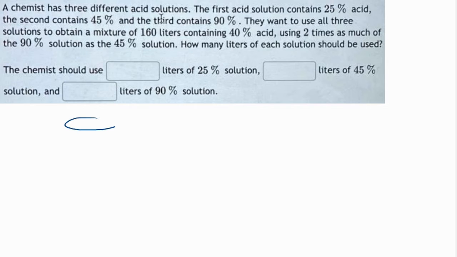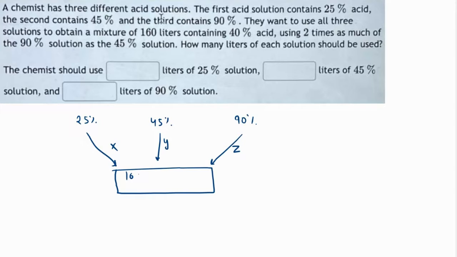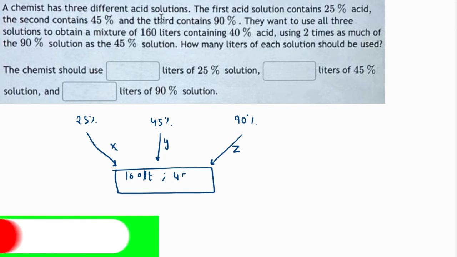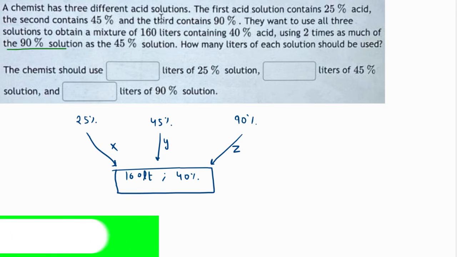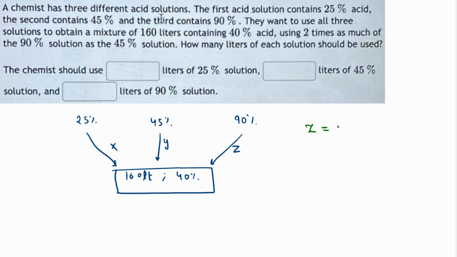So the situation is like we have 25 percent, 45 percent, and 90 percent. Let's say x amount from here is taken, y amount from here is taken, and z amount from here is taken, and this combines to give us 160 liters of 40 percent solution. Now we are given that it uses two times as much of the 90% as the 45% solution. So we can say that the 90% which uses z is two times the 45%. So this is what is given.